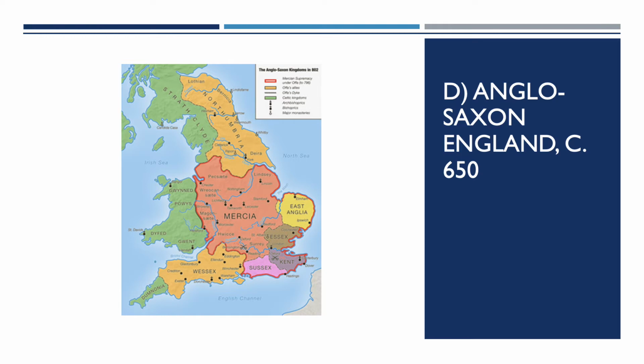And then they divide up into these 7 kingdoms, which we refer to as the Heptarchy. And those are going to be the dominant political forces in England moving forward.